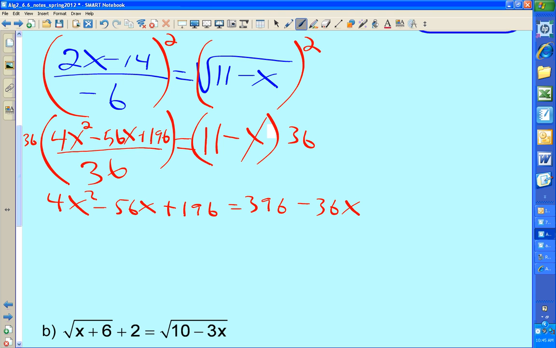Then can you combine like terms? Well, you can, but you need to actually set it equal to 0. We want the right-hand side to be 0 to keep my x squared positive and bring everybody else to the left, combining those like terms. When you add 36x to the negative 56x, you're going to get 4x squared minus 20x. When you subtract 396 from 196, you get minus 200.